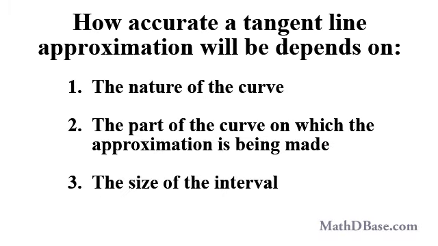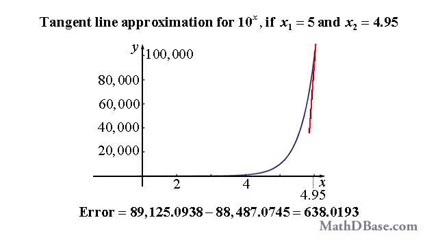3. The size of the interval. Even for a fast-growing curve such as y equals 10 to the x, if the change in x is small enough, even on a fast-growing part of the curve, a tangent line can be a good approximation to the curve.